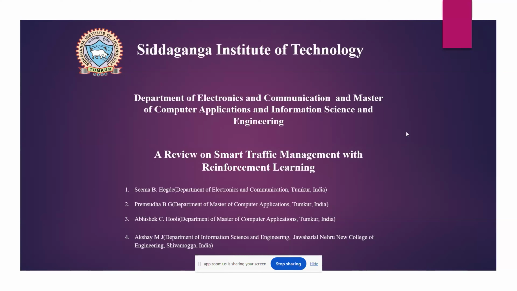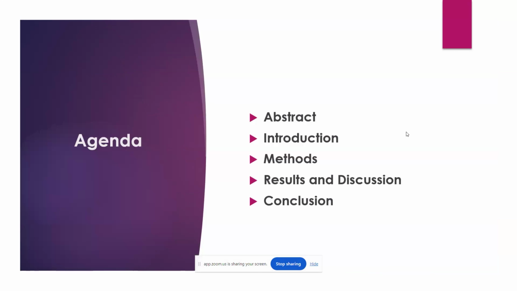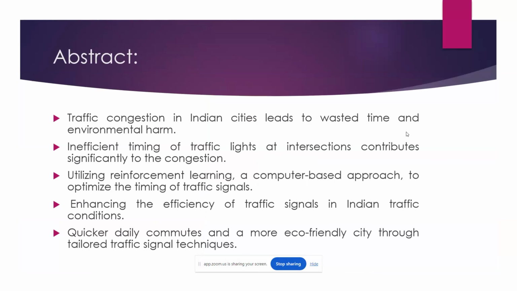My paper title is a review on smart traffic management with reinforcement learning. When we talk about traffic management, especially in Asian countries like India, traffic itself is a big burning problem. Traffic congestion and traffic jams happen mainly because of insufficiently optimized usage of traffic signals. The statistics say that most of the traffic jams in our urban cities, especially at intersections, are because of inefficient usage of traffic lights.